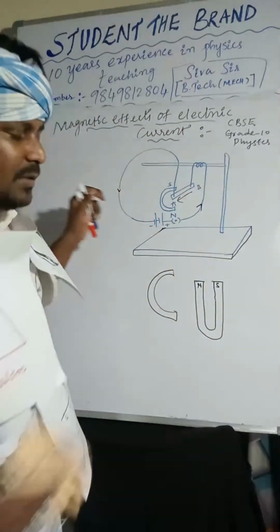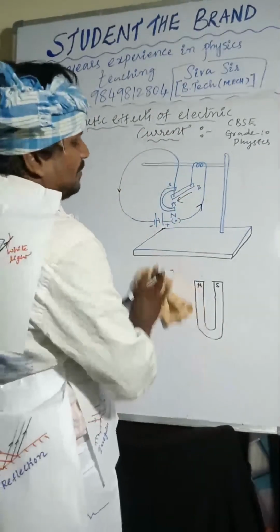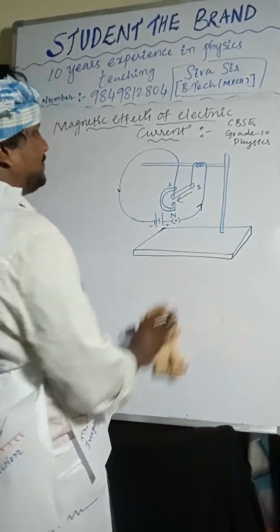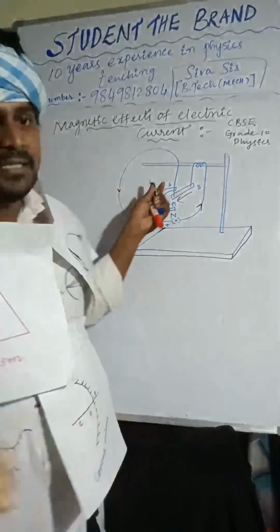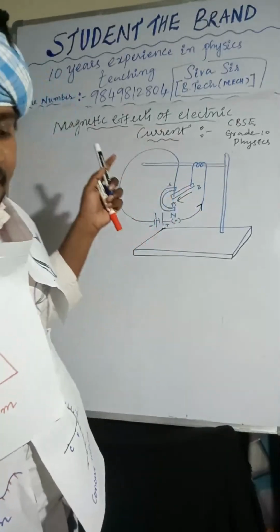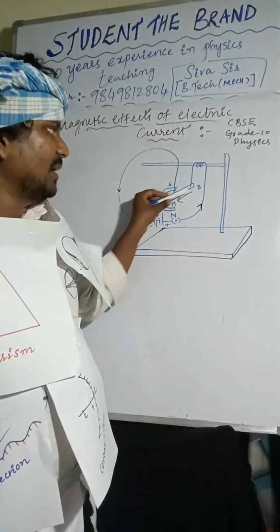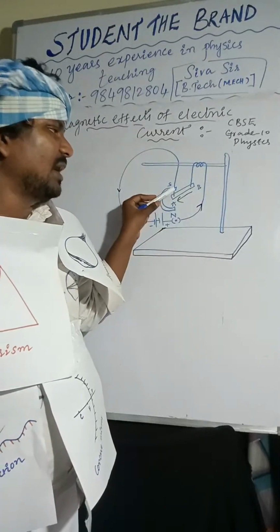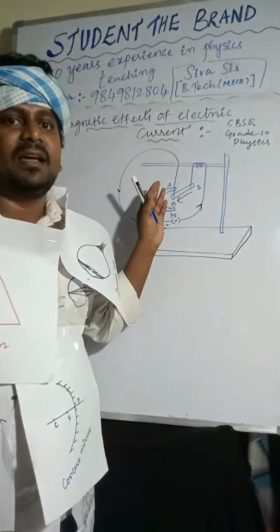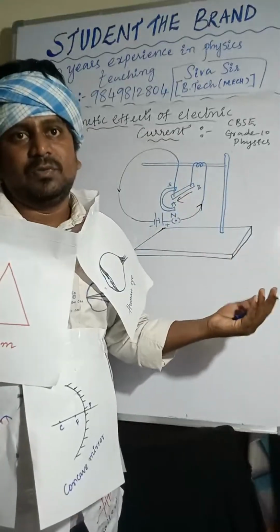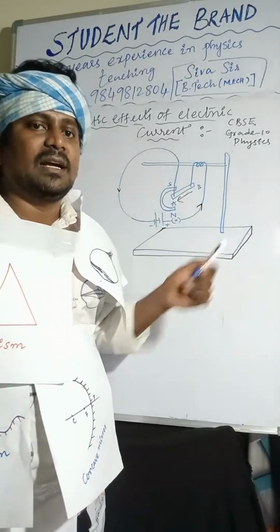So the current carrying conductor is placed in the magnetic field. This U-shaped magnet is fixed, and the conductor can move. The conductor will move because a force acts on the conductor. In which direction will the conductor move? That is the question.